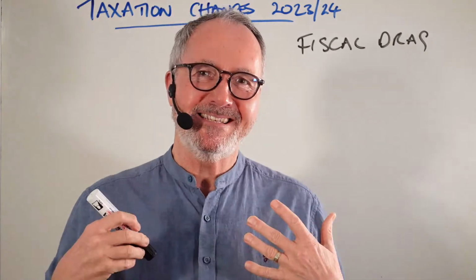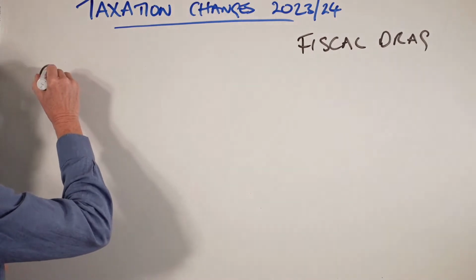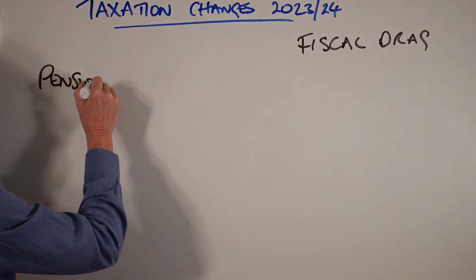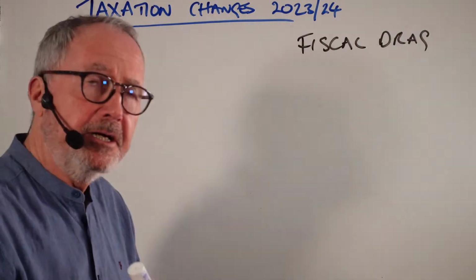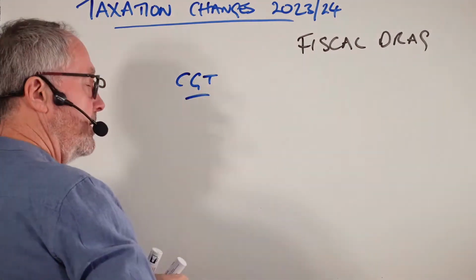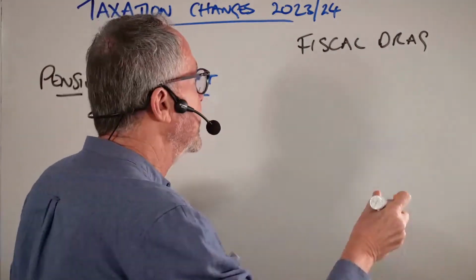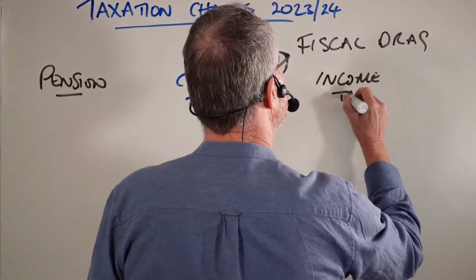So what are the big changes? Well, there's 3 changes really. Over here, we've got pensions. So let's have a quick look at the pensions changes on taxation. Over here, we'll take a look at capital gains tax, CGT. And over here, we'll finish off by taking a look at income tax, shall we? We'll put a little title in there for you: income tax.